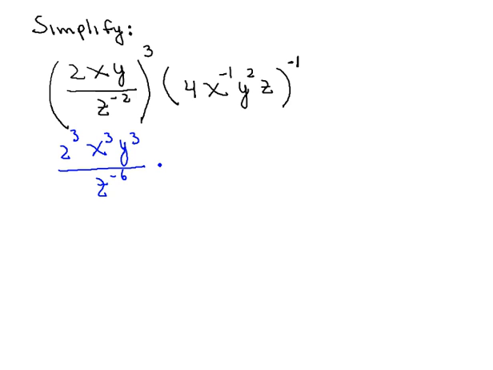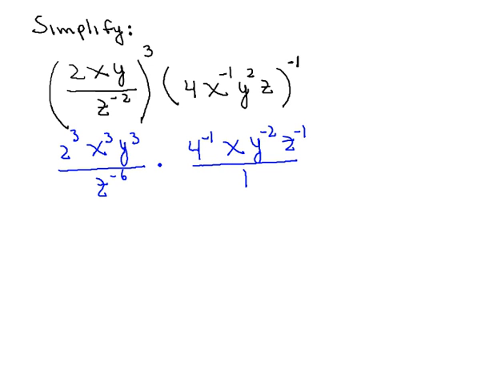And for the next factor, then we'll distribute the negative 1 exponent, so then we have 4 to the negative 1, and x to the negative 1 to the negative 1 becomes simply x to the first, multiplying the exponents. And y squared to the negative 1, multiplying exponents, becomes y to the negative 2. And then we have z then to the negative 1 power. Now we'll think about this second part as being over 1.